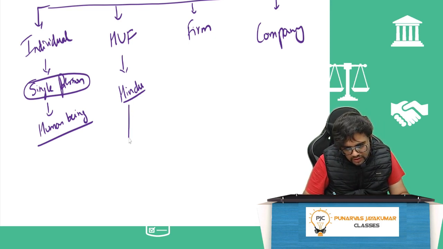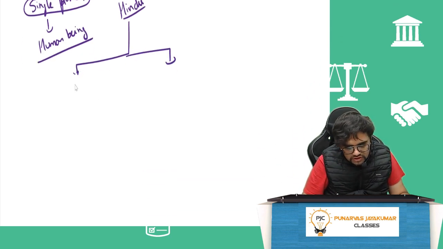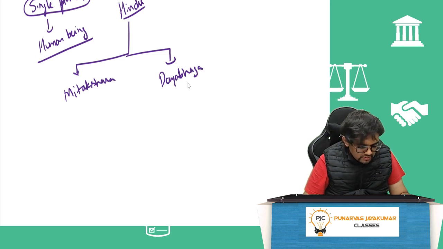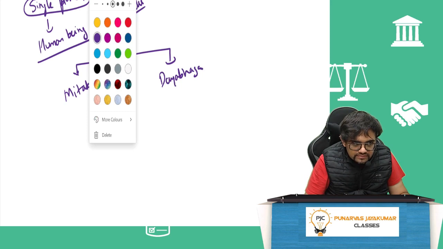There are two predominant schools of this HUF. One is called the Mitakshara school of Hindu law and the other is the Dayabhaga. Mitakshara school of Hindu law is in West Bengal and Assam.